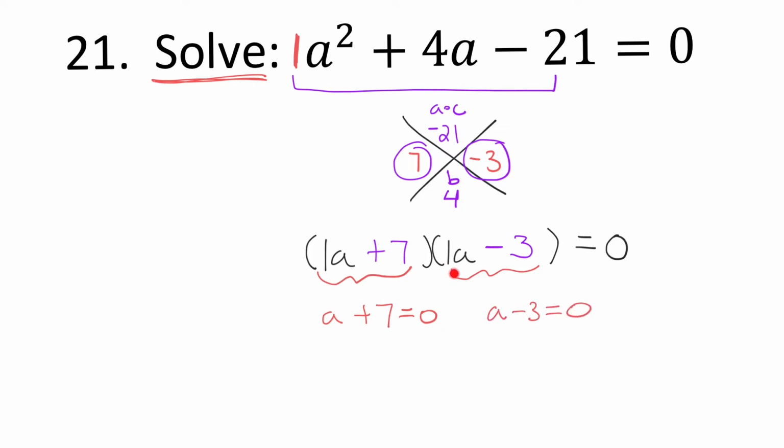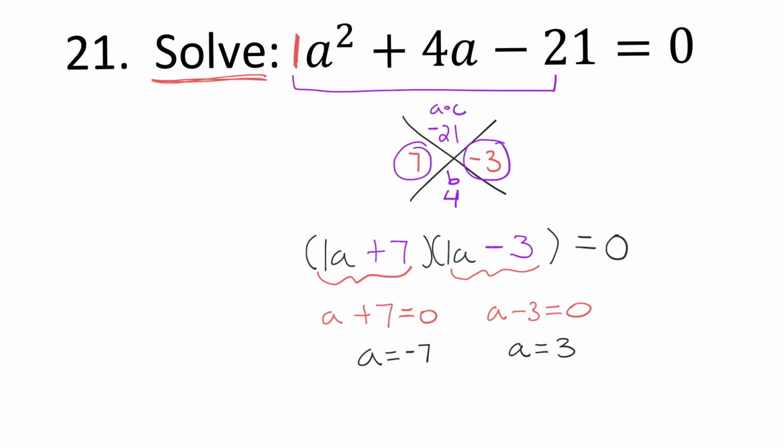I don't need that 1 next to the a, remember? So I just bring down the a. Now you guys can solve. You guys will have two answers. So for the first one, you subtract 7 from both sides. So a equals negative 7. And the second one, you add 3. So a equals positive 3.